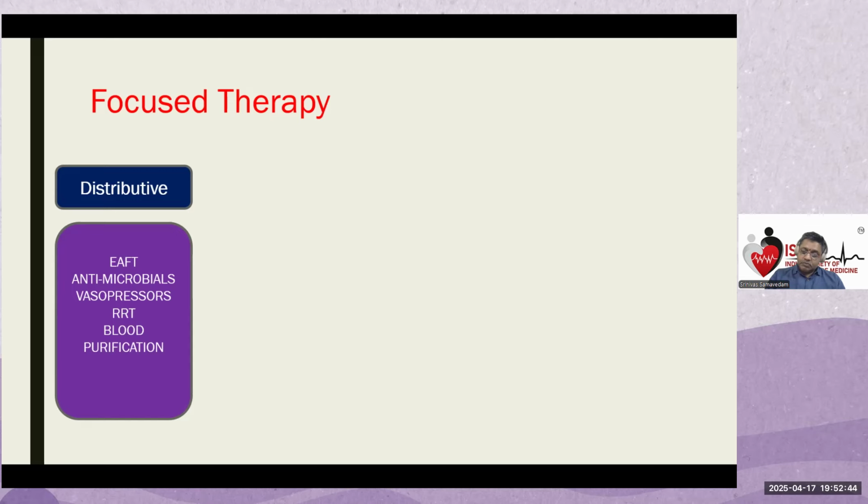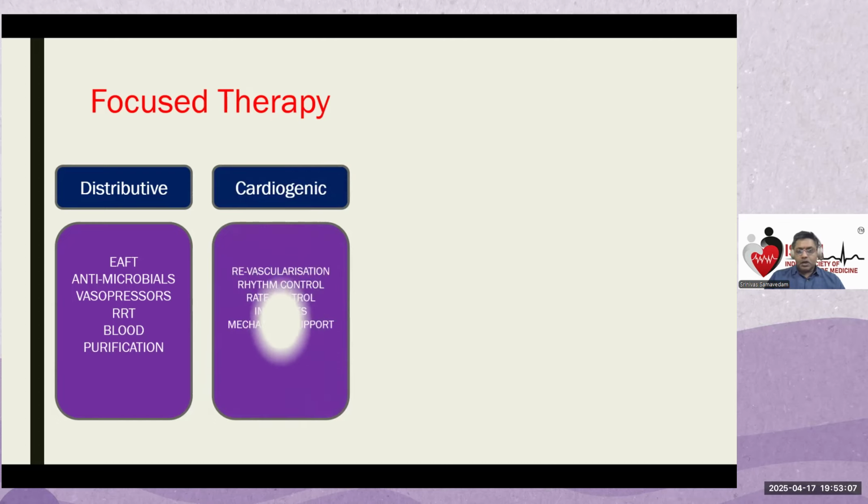If the acidosis is bad, the patient is oliguric, or is hyperkalemic, consider some form of renal replacement therapy. If the hemoglobin is less than 7 grams, try to improve the oxygen delivery by improving the hematocrit to 21%. Blood purification, we don't know whether it has a role, but we have to consider that as well.